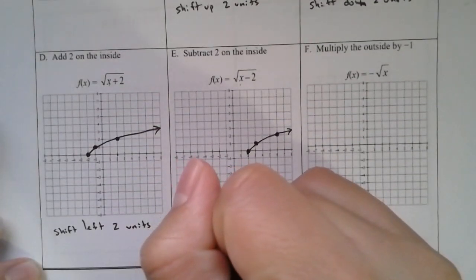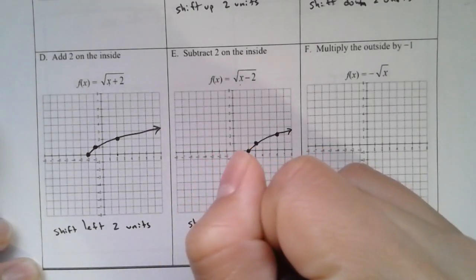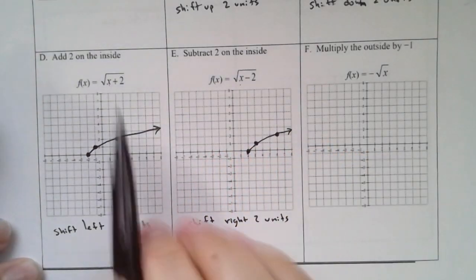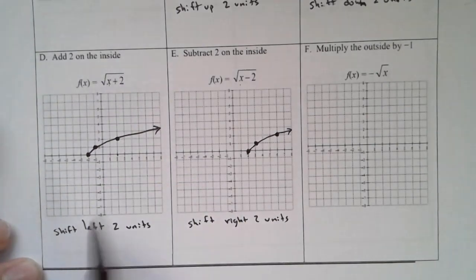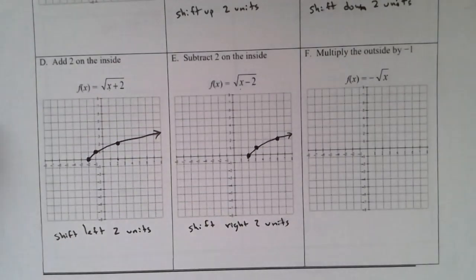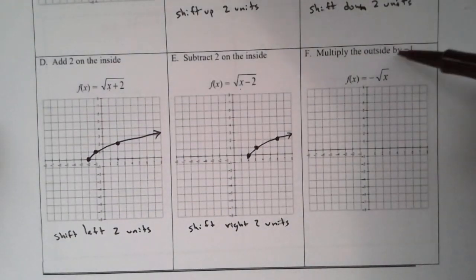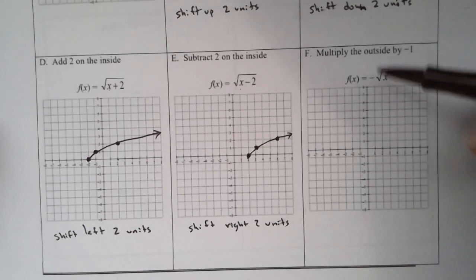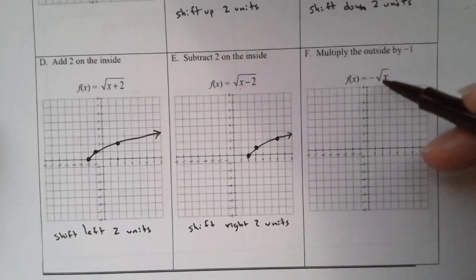So shift right 2 units. So when it was plus 2 on the inside, you shift left. When it's minus 2 on the inside, you shift right. Okay, now here's f. Multiply the outside by negative 1. I have a negative in front of the square root of x here. So let's go ahead. It looks almost similar to the original. Okay, so let's go ahead and plug in some values.